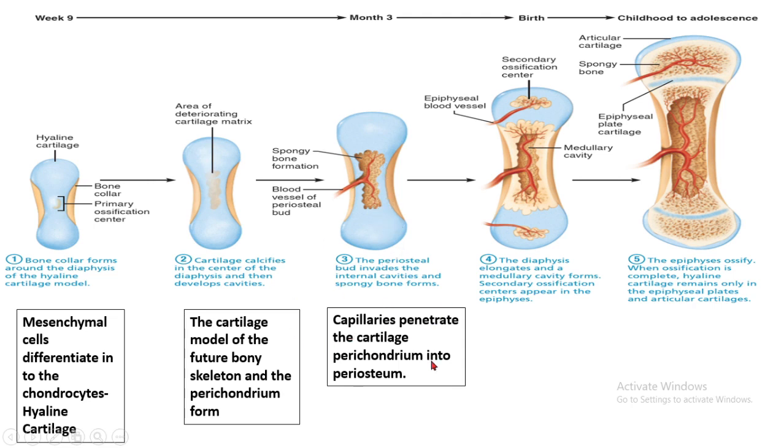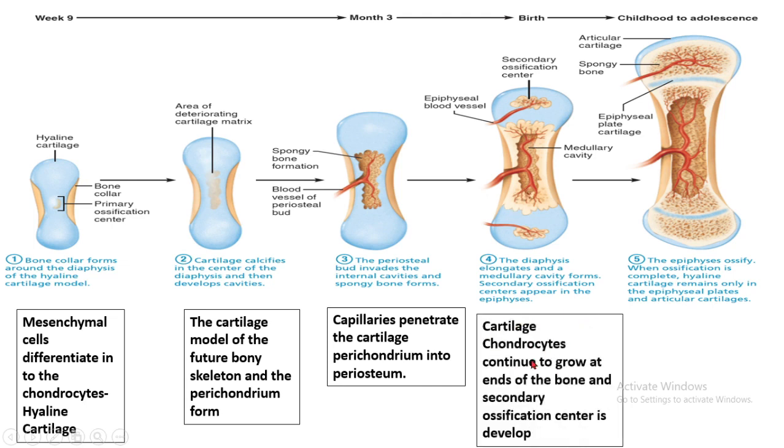At this stage, capillaries penetrate the cartilage perichondrium, turning it into a periosteum, and osteoblasts are provided by these blood vessels or capillaries to start the formation of new bone, which turns into spongy bone. At the center of the diaphysis the hyaline cartilage continuously ossifies, and cartilage chondrocytes continue to grow at the end of the bone, which leads to the development of the secondary ossification center. Secondary ossification centers at both the epiphysis and the diaphysis elongate the bone and form the medullary cavity.